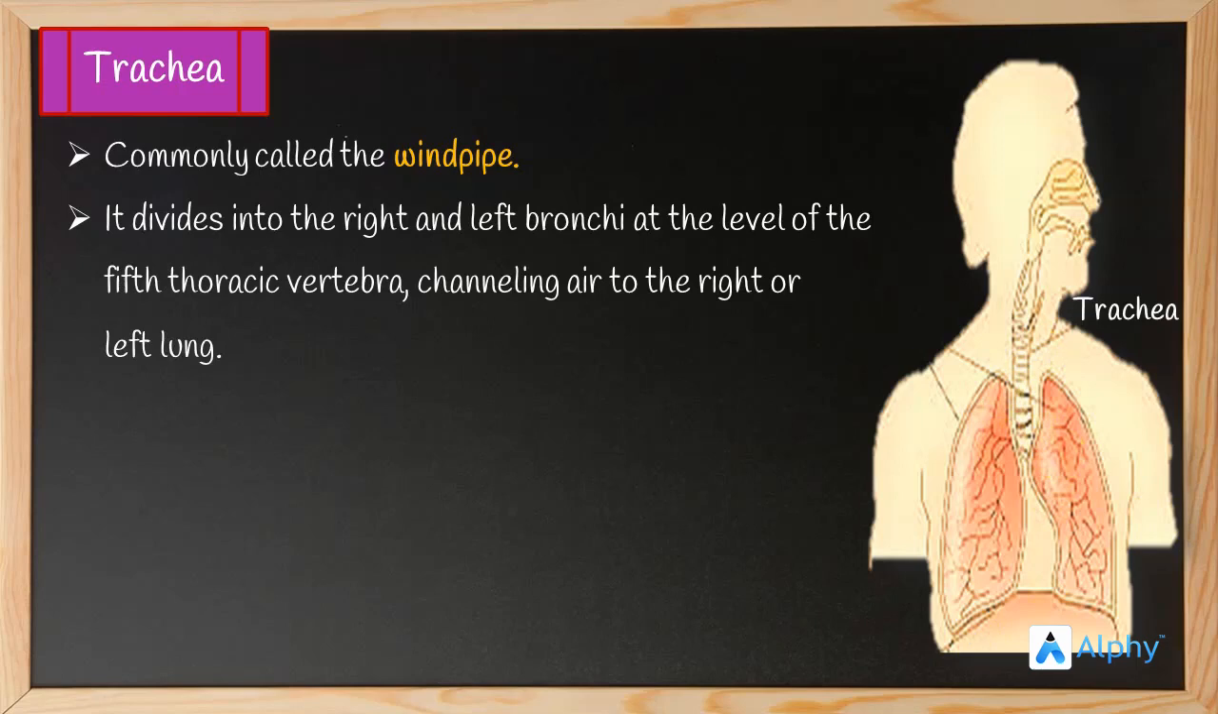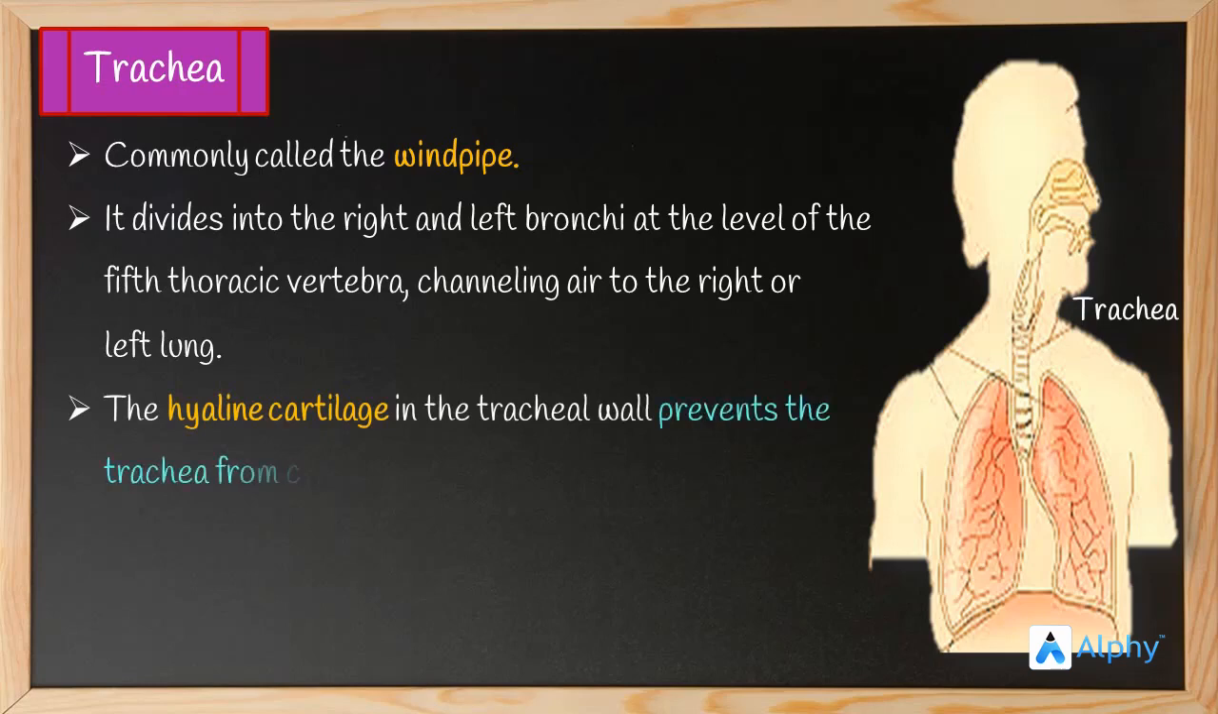Now there are two important things regarding the trachea. The first is the hyaline cartilage. The hyaline cartilage in the tracheal wall prevents the trachea from collapsing. Our hyaline cartilage is basically a translucent, glass-like cartilage that provides support to the tracheal wall, and it also prevents the trachea from collapsing.